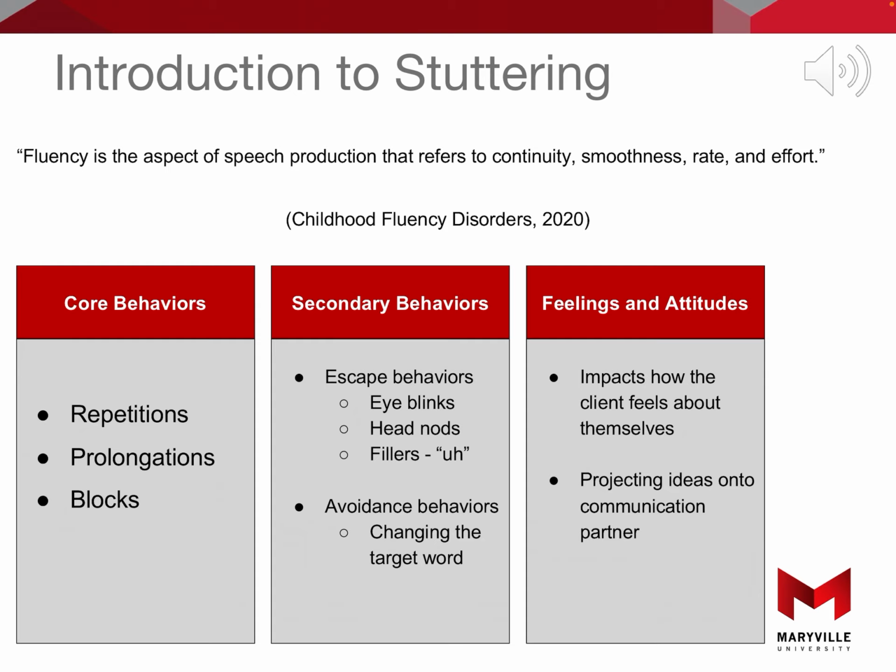Fluency is the aspect of speech production that refers to continuity, smoothness, rate, and effort. Fluency can be broken down into two categories, stuttering and cluttering. Stuttering, the most common fluency disorder, is an interruption in the flow of speaking characterized by repetitions of sounds, syllables, words, and phrases, sound prolongations, blocks, interjections, and revisions. All may impact the rate and rhythm of speech.